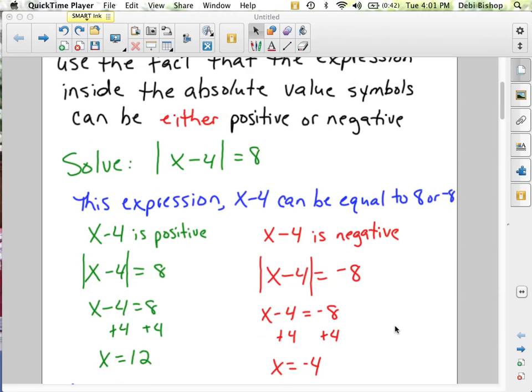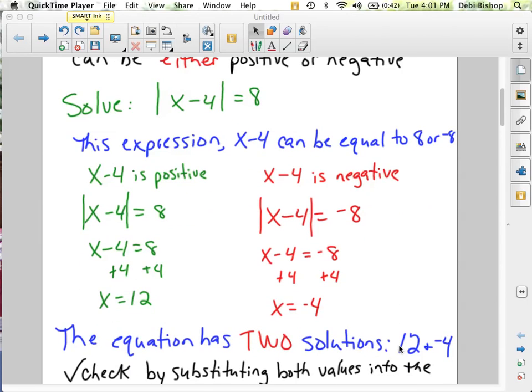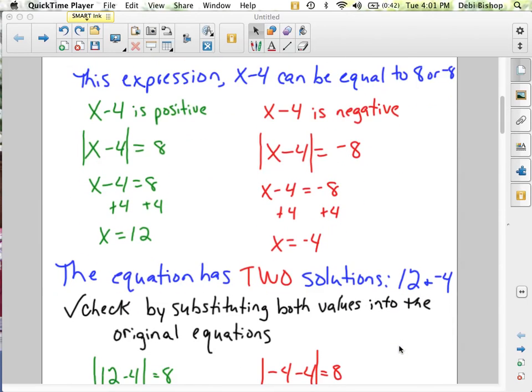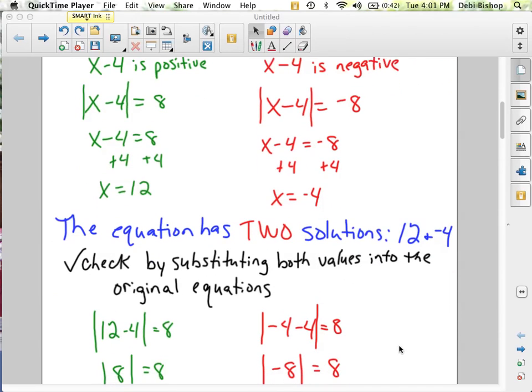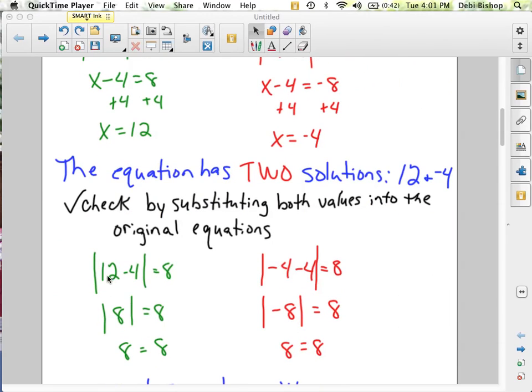Now, to double check this, we would go back and put it into the original equation to see if this is a true statement. According to this, we have two solutions, 12 and negative 4. If we plug 12 into our original equation, the absolute value of 12 minus 4 equals 8. Well, 12 minus 4 is 8, so the absolute value of 8 equals 8, which is a true statement.